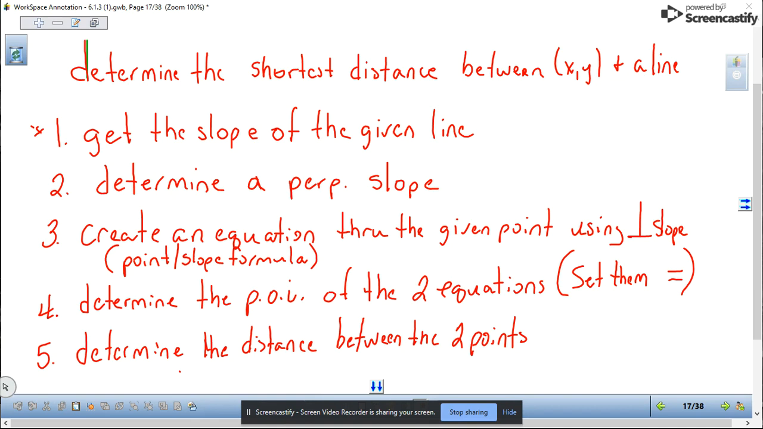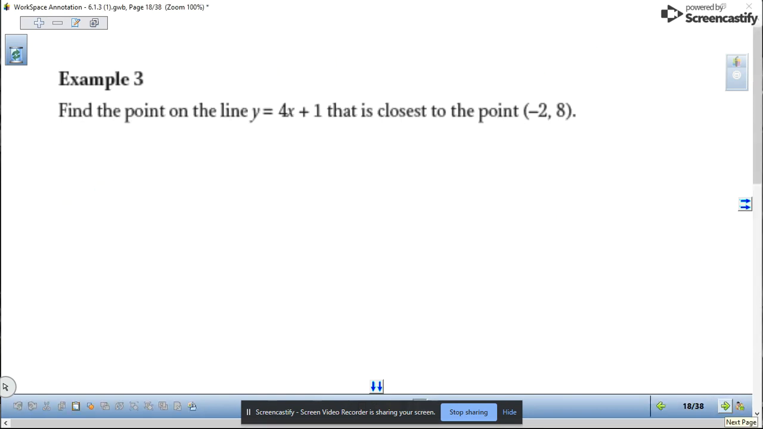All right, so let's look at it. Find the point on the line y equals 4x plus 2 that is closest to the point negative 2, 8. So we're just looking at finding the point this time. We're not actually looking at distance, but we'll talk about that after too. So first thing you want to do is graph that line, okay? So that's what I'm going to do. We're going to flip over the page.